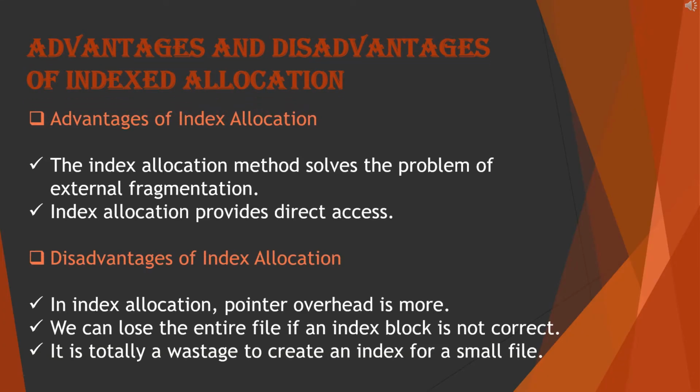Index allocation method also has some advantages and disadvantages. The advantages of index allocation method are: it solves the problem of external fragmentation, and index allocation provides direct access. Now what are the disadvantages of index allocation? In this allocation method, pointer overhead is very high. We can lose the entire file if an index block is not correct.